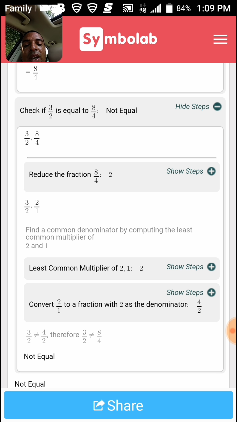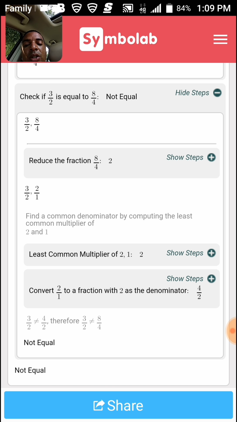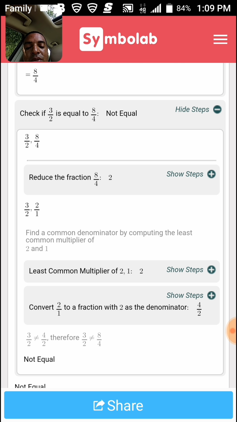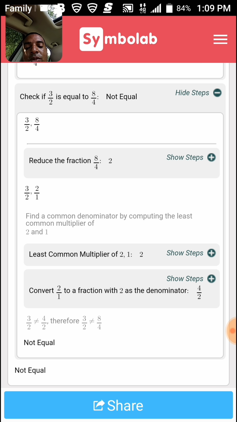We reduce 8 over 4 to 2 over 1. Find the common denominator by computing the least common multiple of 2 and 1. The least common multiple, or LCM, of 2 and 1 is 2. Then we convert 2 over 1 to have 2 as the denominator, giving 4 over 2. So 3 over 2 is not equal to 4 over 2. Therefore, 3 over 2 is not equal to 8 over 4, and they're not equal.